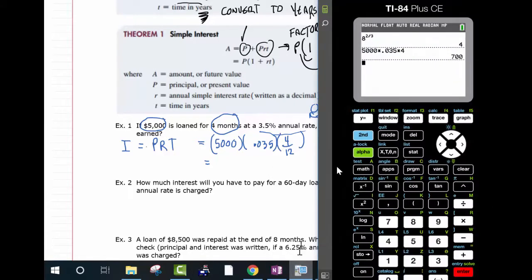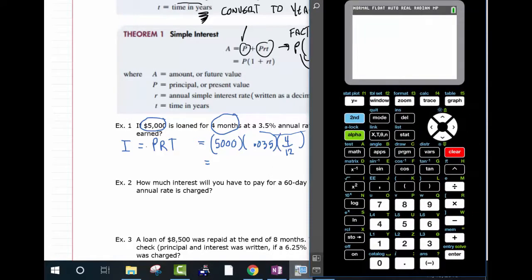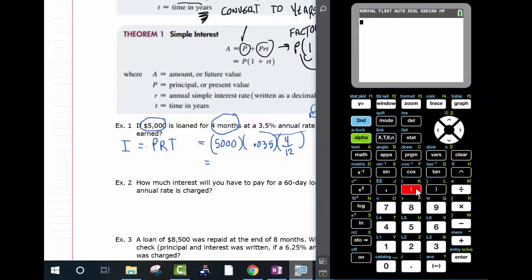I always recommend on these problems just do parentheses. You can't go wrong if you do parentheses. So that's why you're going to see me doing this. I mean, you don't have to, but it's kind of a good rule of thumb. So I'm going to put 5,000 in parentheses times 0.035. And then in parentheses, I'll just do 4 divided by 12.